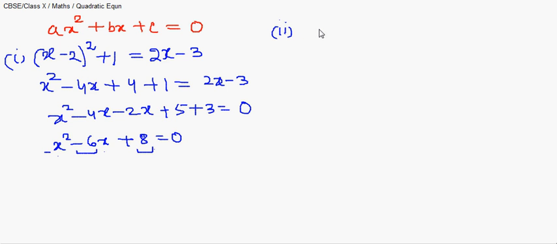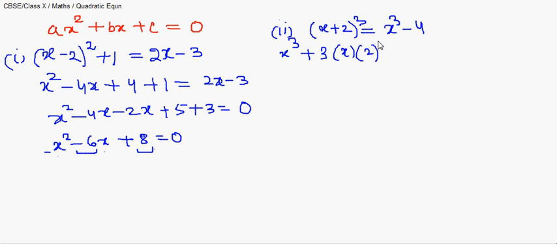We'll take 2-3 examples. Now it is x plus 2 whole cube equals x cube minus 4. What is a plus b whole cube? It is a cube. If you recall, it is a cube plus 3ab square plus 3a square b plus b cube. This is on the left hand side.